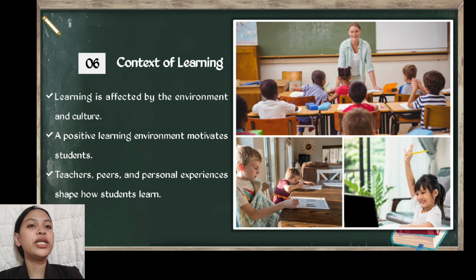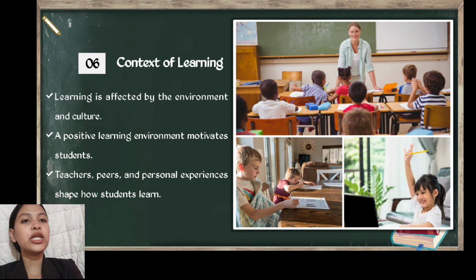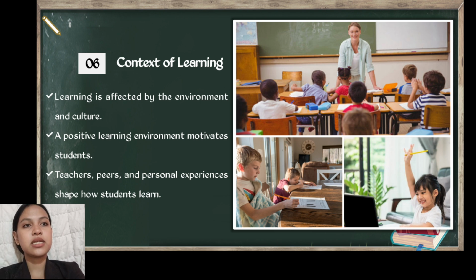So the context of learning refers to the environment in which students learn. This includes teachers, classmates, family, and culture. So for example, a student learning in a supportive and encouraging classroom will be more motivated than one who faces constant stress. So similarly, students from different cultures may approach learning differently based on their traditions and experiences. So by understanding the learning context, educators can create a positive and inclusive environment for all students.